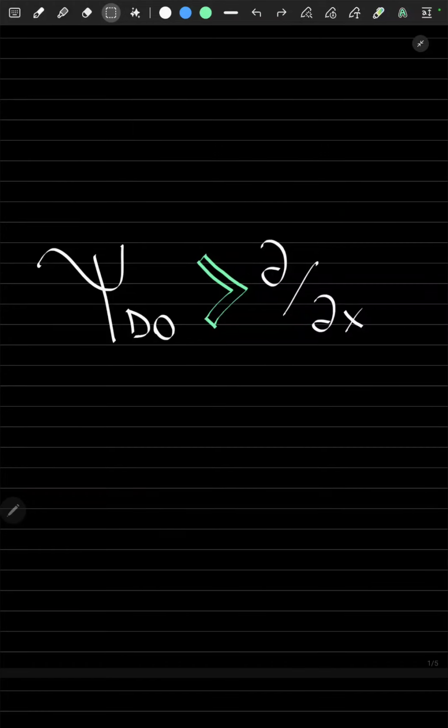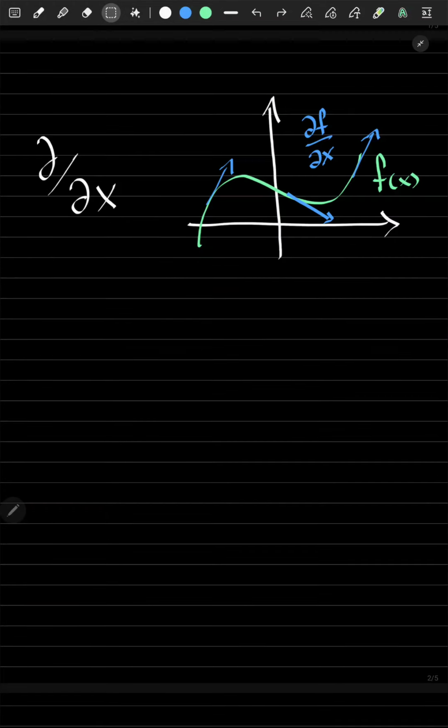Pseudodifferential operators are better than derivatives. This is a derivative. It measures how functions change. By taking linear combinations of derivatives with smooth coefficients, we obtain linear partial differential operators.